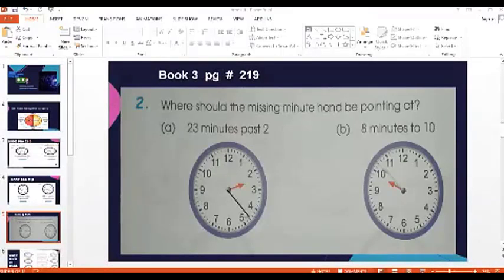Now for part B, 8 minutes to 10. So 'to' is the concept. Remember, we are going to take backward steps. So start counting backward: 5, and then 6, 7, 8. What you're going to do is mention your minute hand like this. Make sure you point out that mark and then draw your minute hand over there.